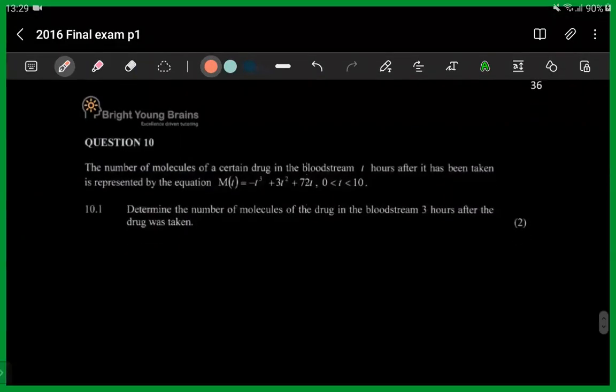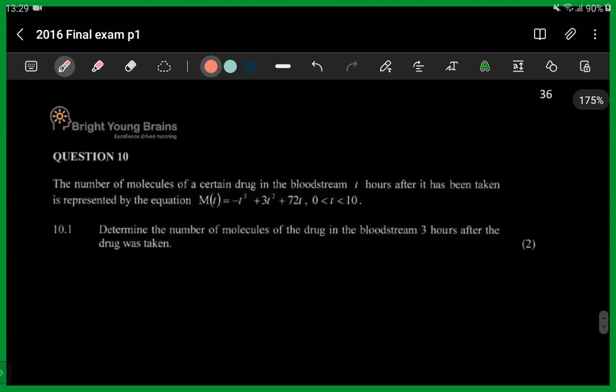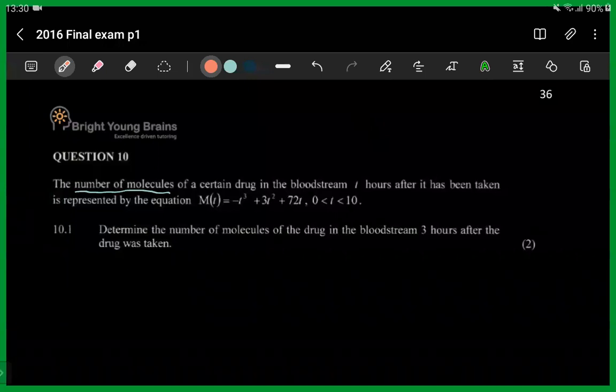Question number 10 says the following. It says here, the number of molecules of a certain drug in the bloodstream a certain number of hours after it has been taken is represented by this equation. So this equation basically gives us the number of molecules of a certain medicine after a certain number of hours.